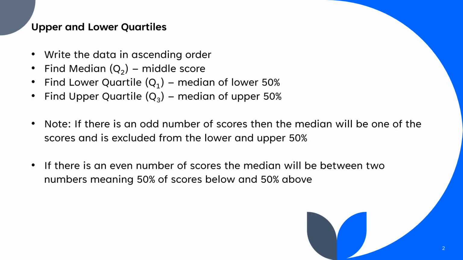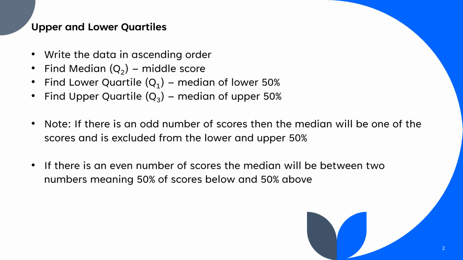So today we're going to look at quartiles, and we're going to look at upper and lower quartiles. When you're finding quartiles, it's a bit like finding the median. You write your scores out in ascending order, and then you find the median, which is your middle score. The lower quartile, which is Q1, is the middle of the lower 50%, so the half that's below your median, and the upper quartile is the median of the upper 50%, so the half that's above the median.